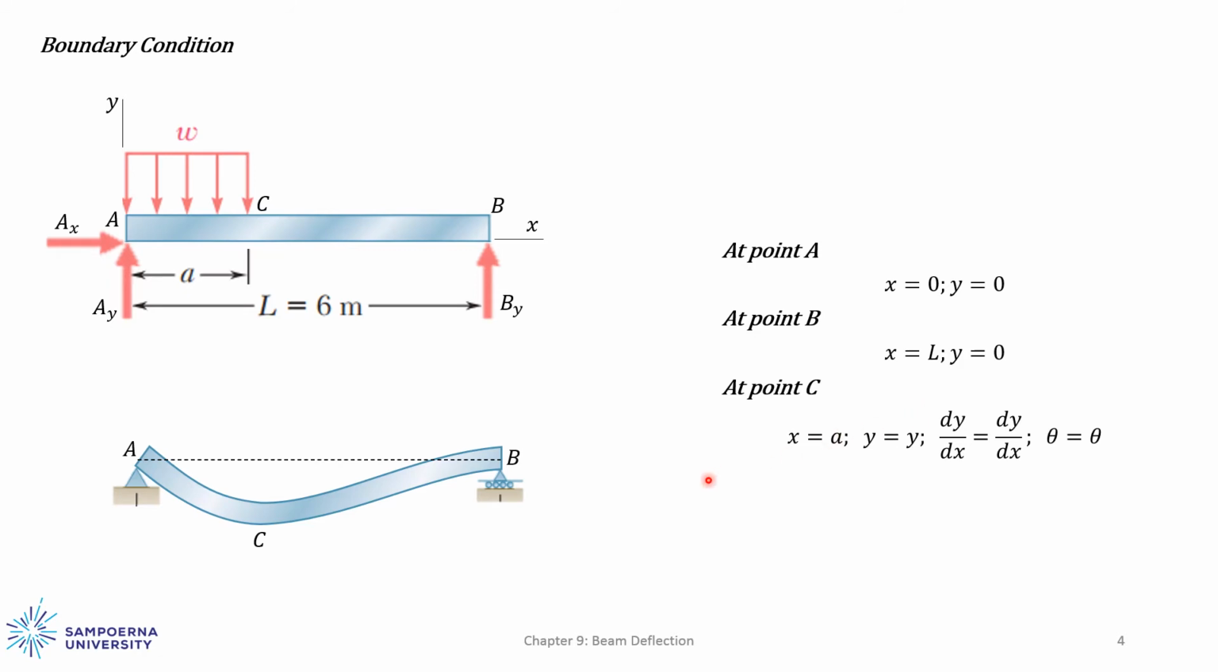Here, we can see that the deflection of the beam is not symmetric, so we will have two different elastic curve equations for section A to C and section B to C. But since both sections meet at C, at point C, where x equals a, both sections will have the same amount of deflection and also the same amount of slope, or dy/dx. Sometimes it is called theta. It also means slope.